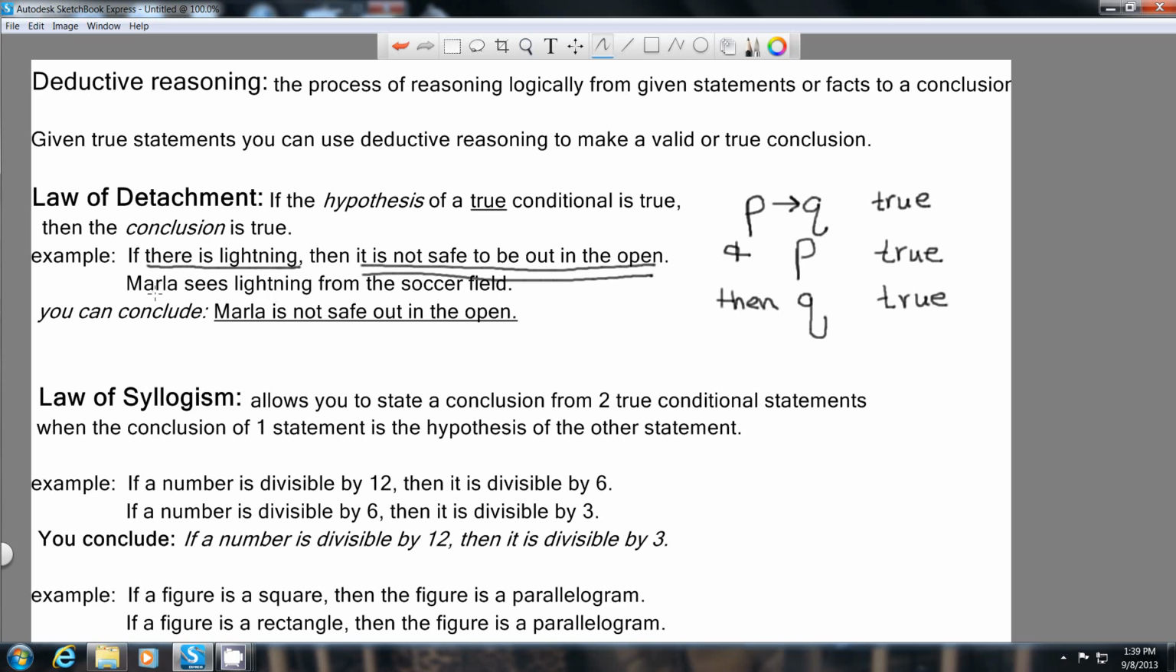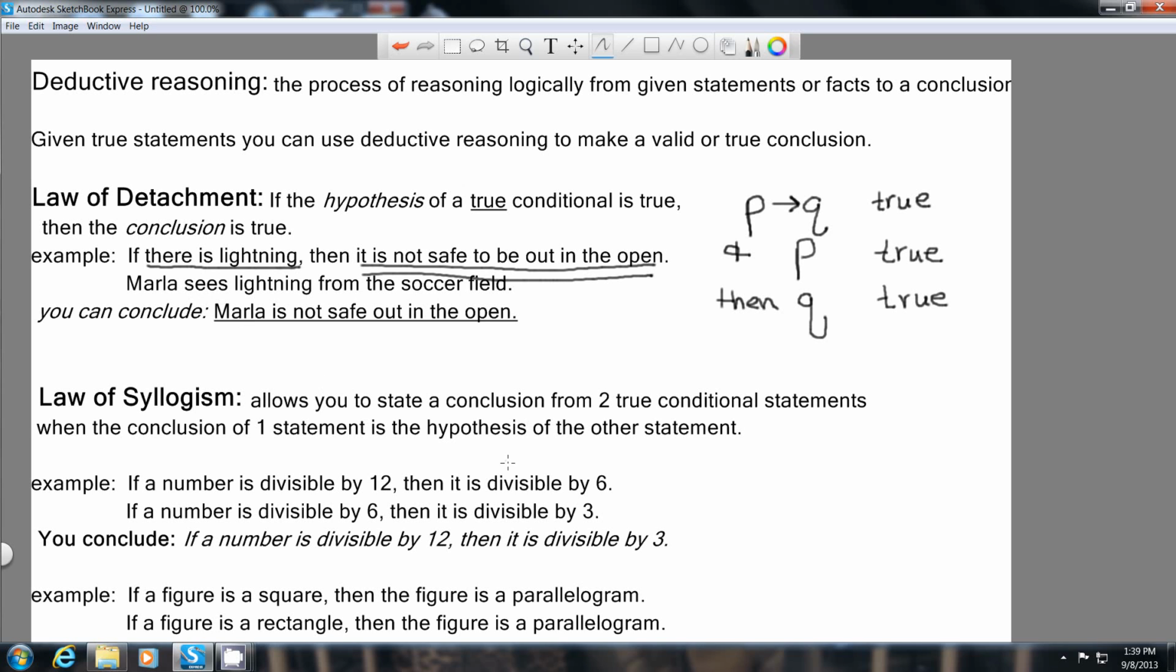So our next statement says Marla sees lightning from the soccer field. So that goes with P. Marla sees lightning from the soccer field is true. Then we have to be able to conclude that Marla is not safe out in the open. That means Q is true. We just relate it to our new statement. It's going to take some practice to get comfortable with the law of detachment and the law of syllogism. We'll do more practice in the classroom.